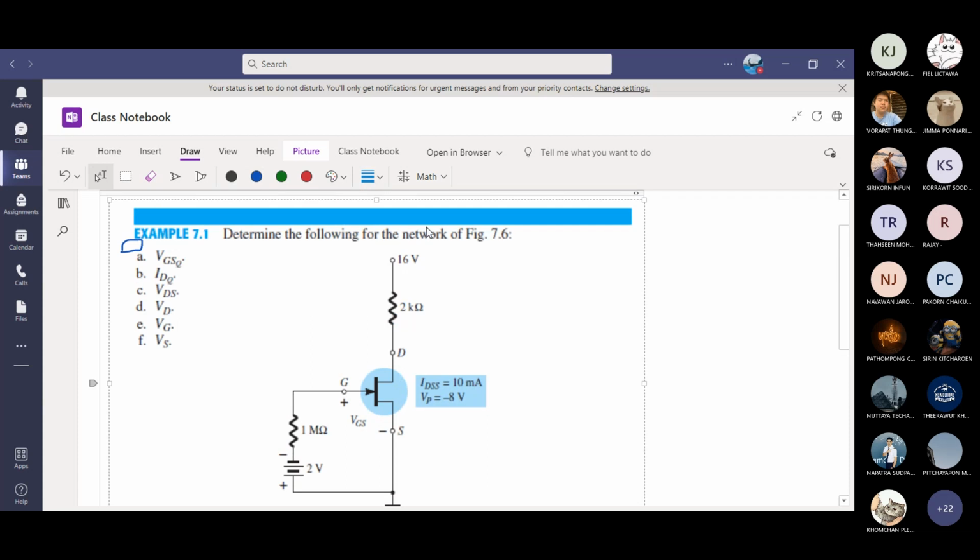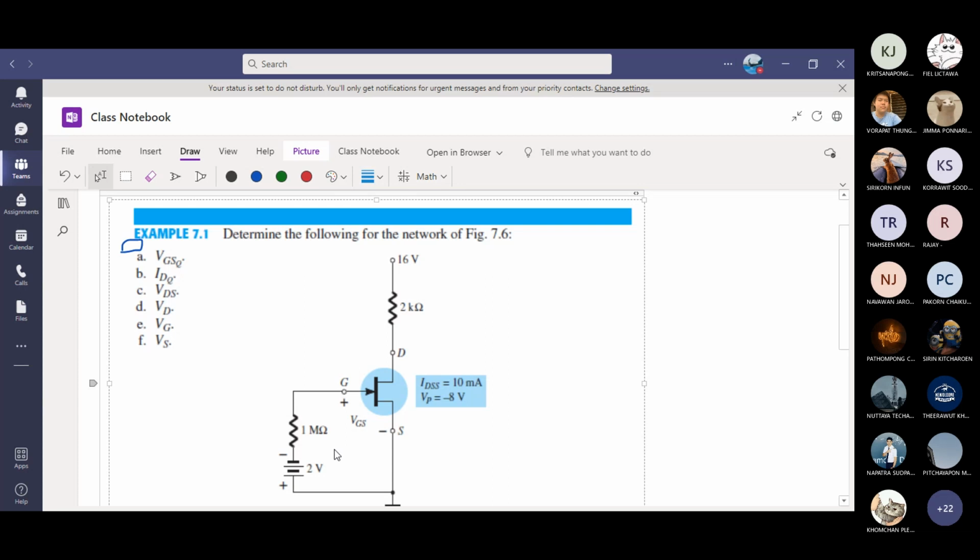Who was doing VGSQ? Siripop. Yes, teacher. Like how do we know which one is VGSQ? In the fixed bias, VGS is a fixed value. So that is the operating point.